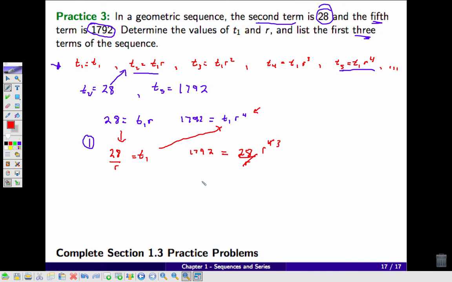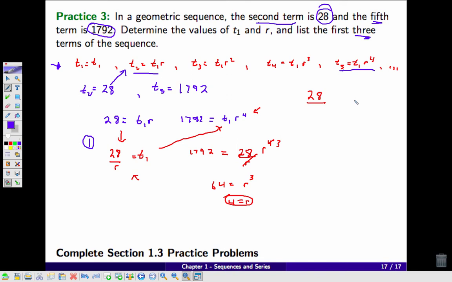So this R will cancel with that, leaving you with R cubed. If you divide off by 28 over here, you're going to be left with 64 equals R cubed. If you cube root both sides, you'll be left with 4 equals R. Okay. That's how you find R. Very, very clever. Pretty quick. Once you have R, you can substitute back into this equation, or this one right here, to easily find T1.